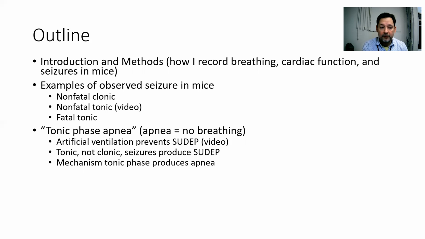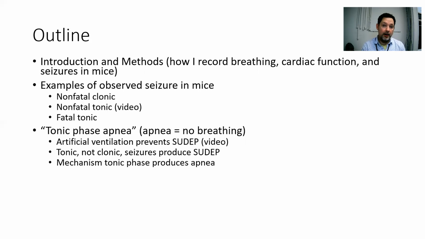I'm going to talk about these different types of seizures and how they contribute to SUDEP in the mice. And then at the end, I'm going to talk about some more mechanistic studies. Most of what I'm showing here are observational studies. We have the mice, and we know they have seizures and sometimes die.